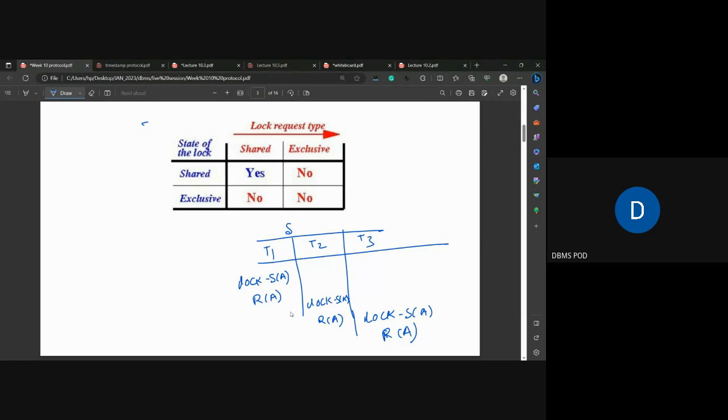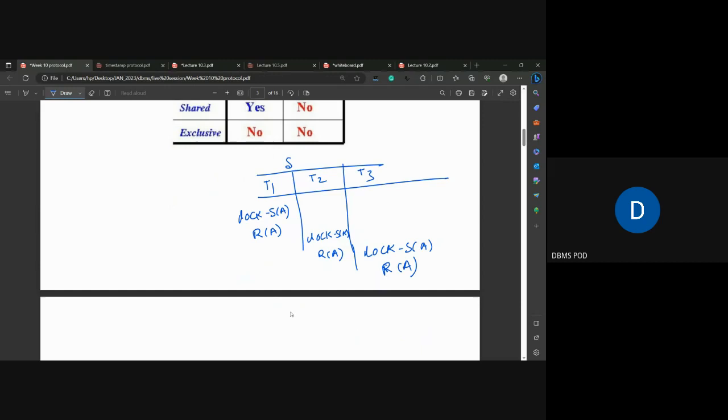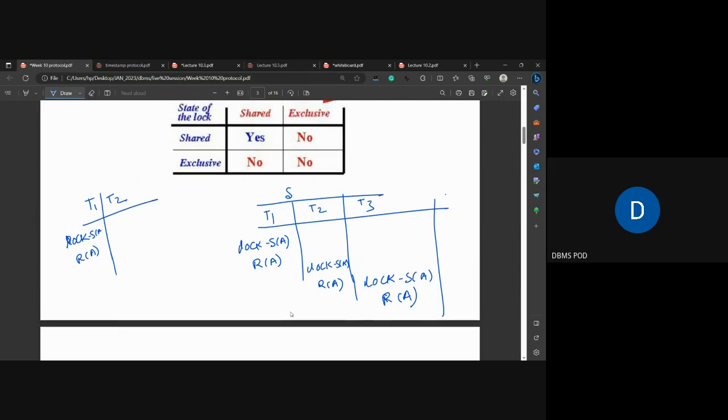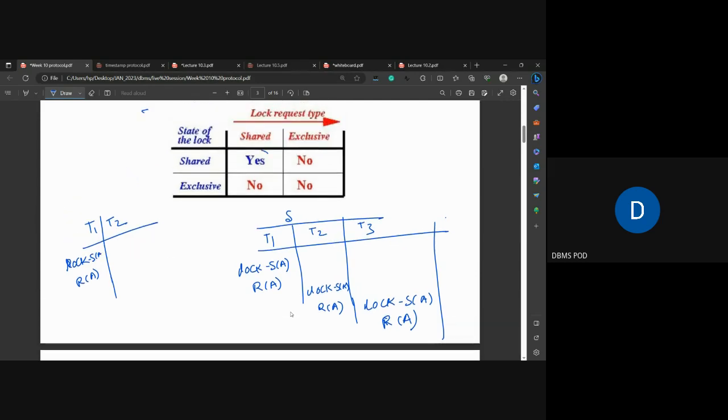But suppose T1 already applies a shared lock. Suppose one schedule is T1 and T2. T1 has already applied the shared lock and reads A. T2 cannot apply an exclusive lock. After unlocking it can apply, but before unlocking it cannot apply an exclusive lock. So only a shared lock is shared, right? If a shared lock is already applied, you cannot apply an exclusive lock.